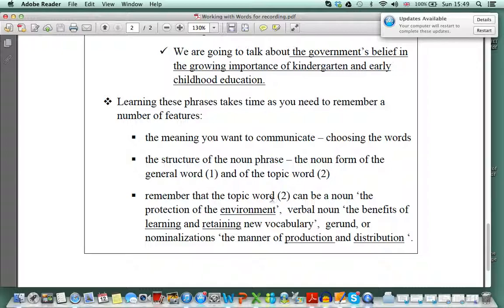And remember that the topic word can be the noun, the protection of the environment. It can be a verbal noun, the benefits of learning and retaining new vocabulary, the gerund or nominalizations, the manner of production and distribution. So you see, there are many things to learn about building nouns.